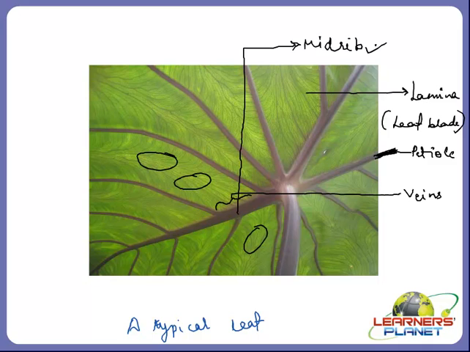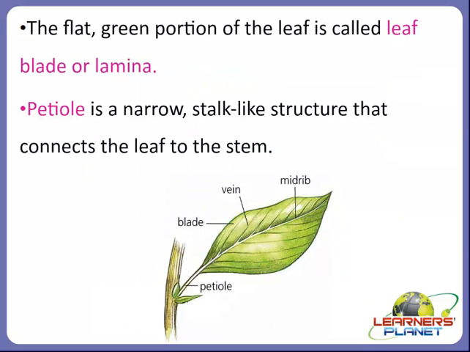So we can say that a leaf is such a beautiful structure of a plant which plays a very important role, right? So these are the definitions, and here is one more clear picture of a leaf. This is the leaf blade, these are the leaf veins, right? This middle portion is the midrib and the stalk is the petiole.